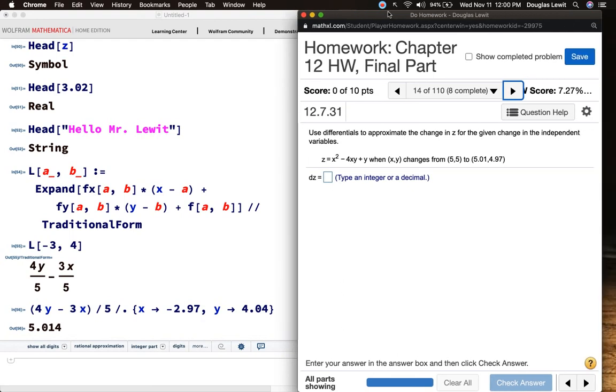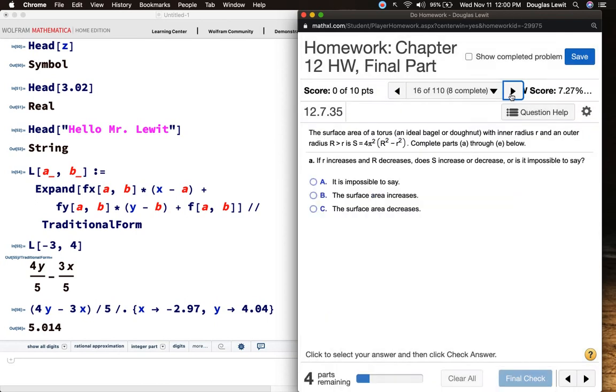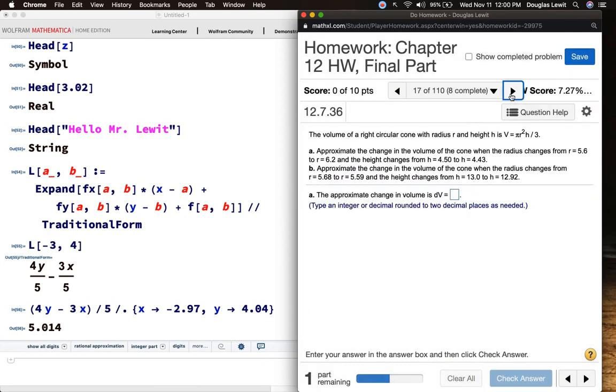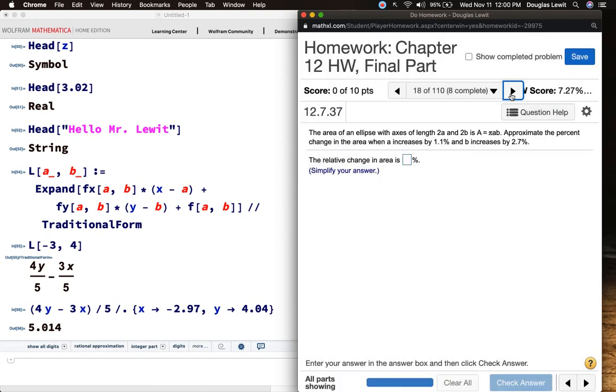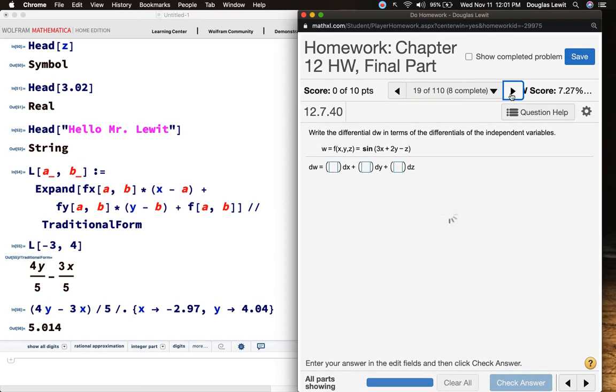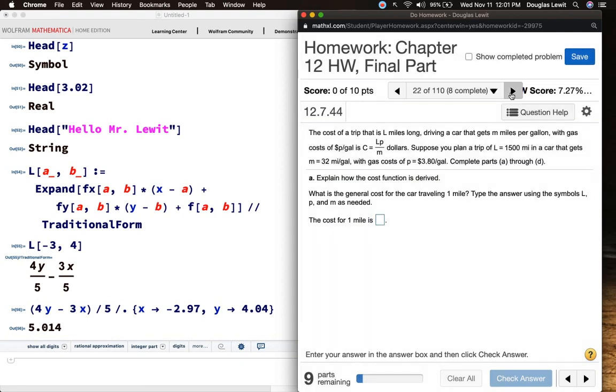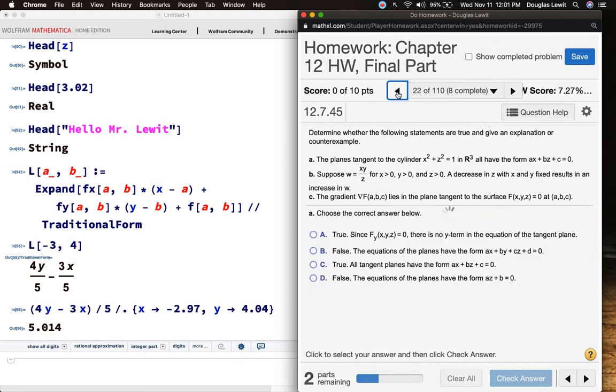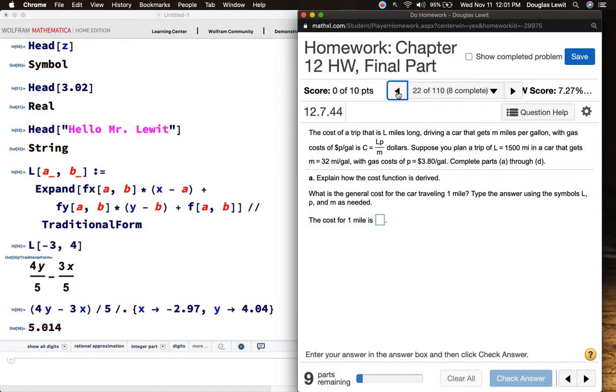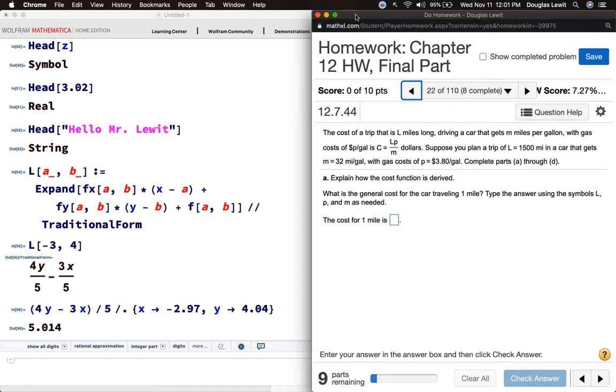Okay, here we're getting into differentials. But this is not an especially exciting problem. Hold on one second. I did see a problem here that I thought was really interesting. Okay, one second. Here we go. Problem 22 looks very interesting to me.